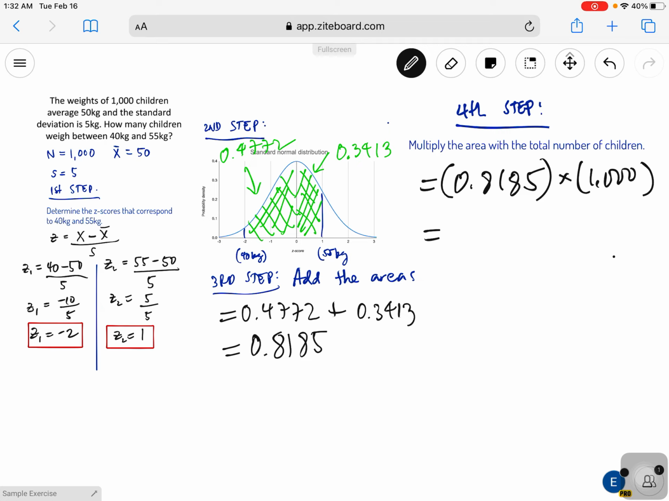Multiplying it with 1,000, we have 818.5, or approximately, if we round it off to the nearest whole number, approximately 819 children, which is the number of children that weigh between 40 kilograms and 55 kilograms.